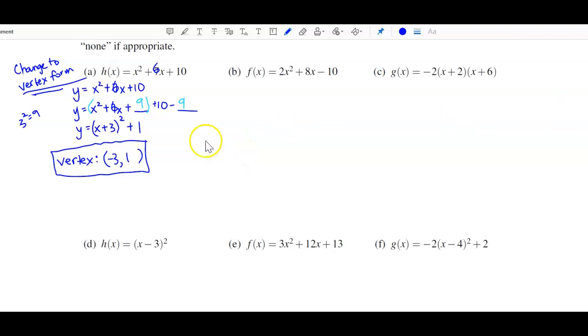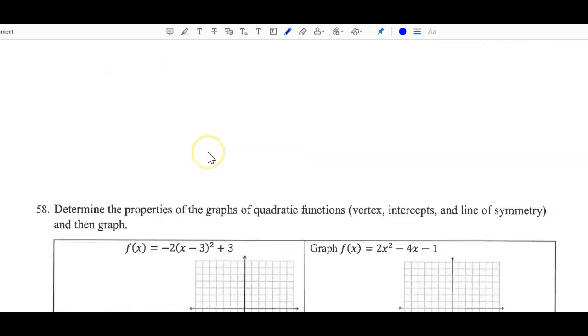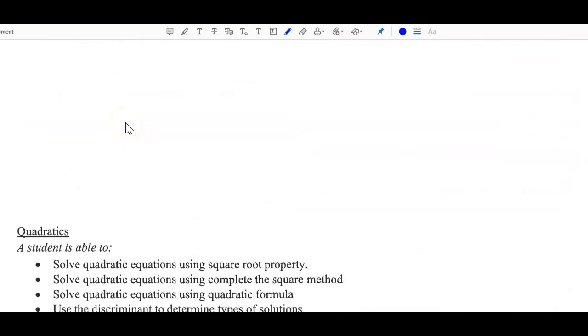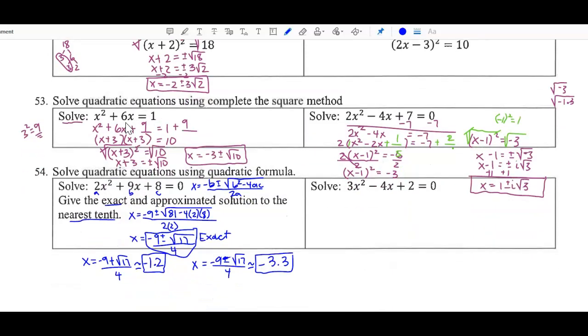Okay. And when it says to change to vertex form, that's when you're keeping everything on the same side of the equal sign. But when it says to solve it, that's when we moved stuff over. Did I do that over here? Yeah, right here.